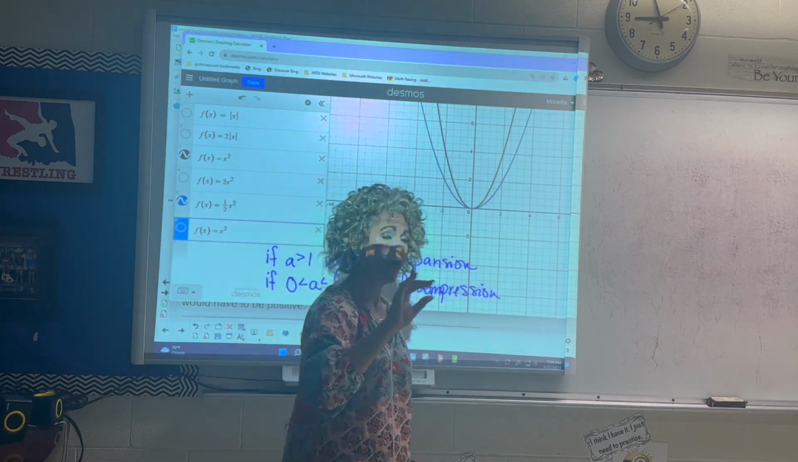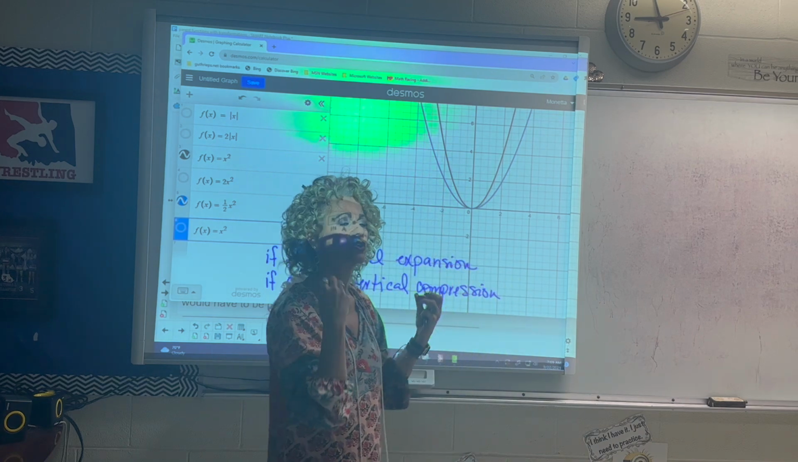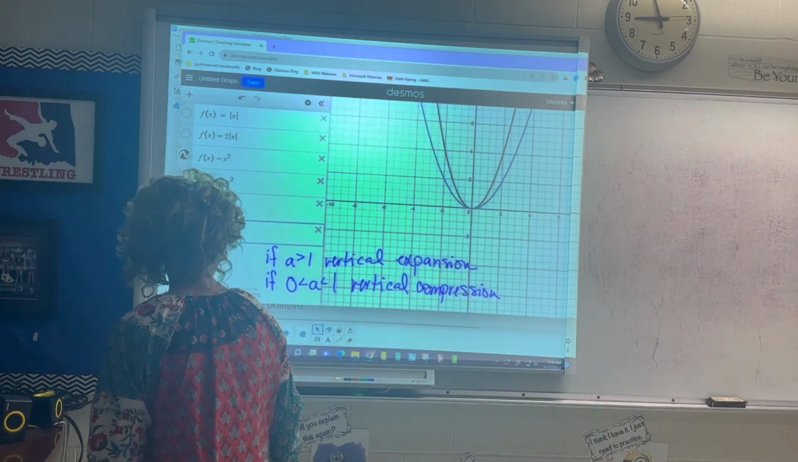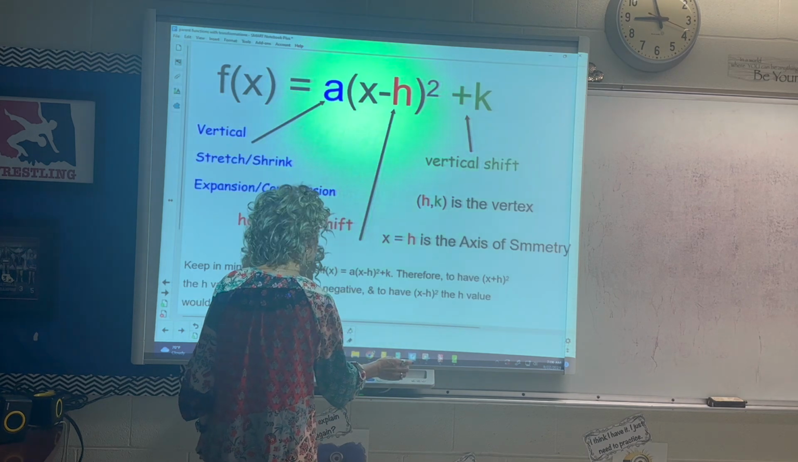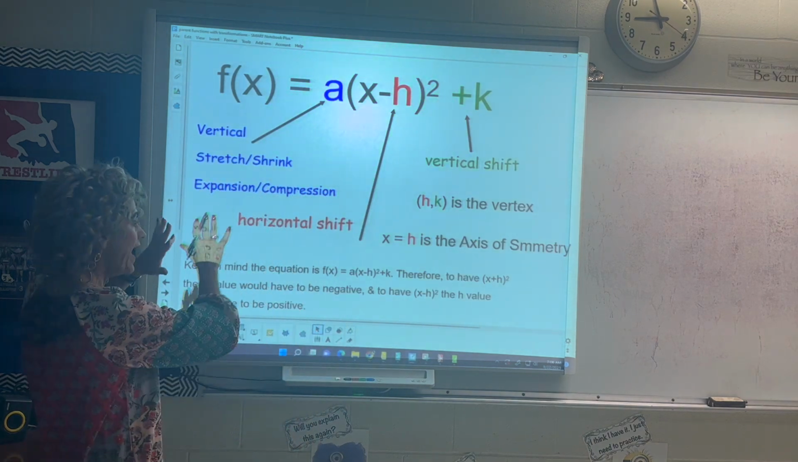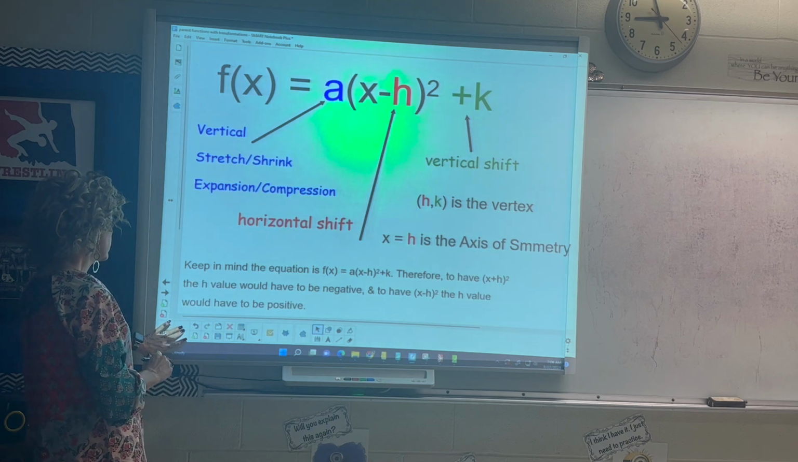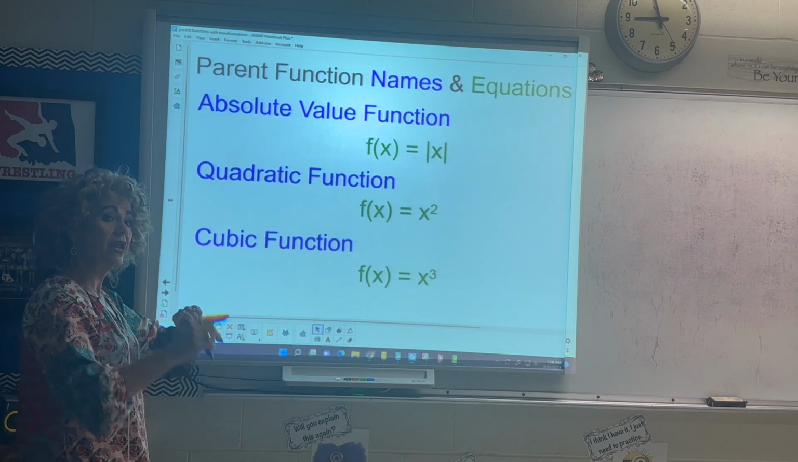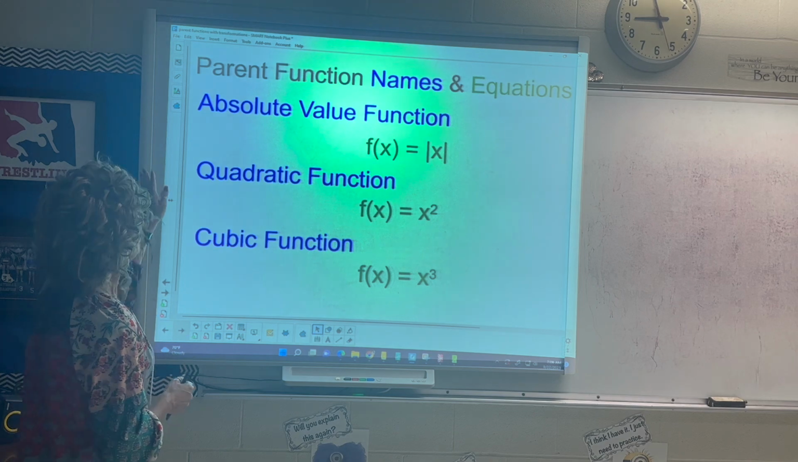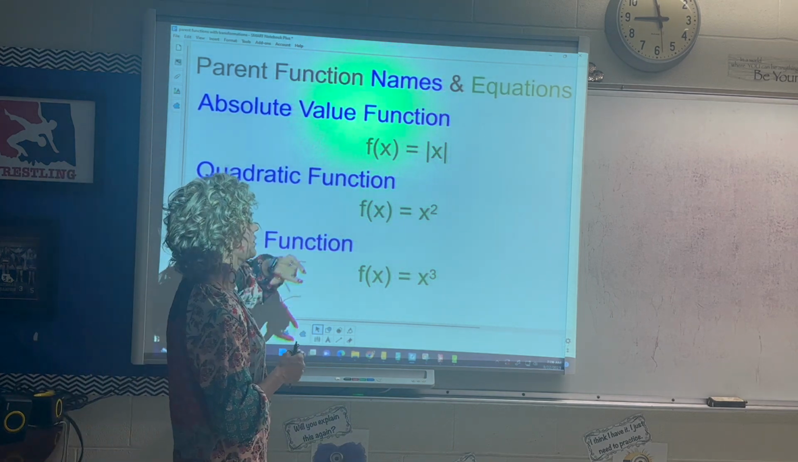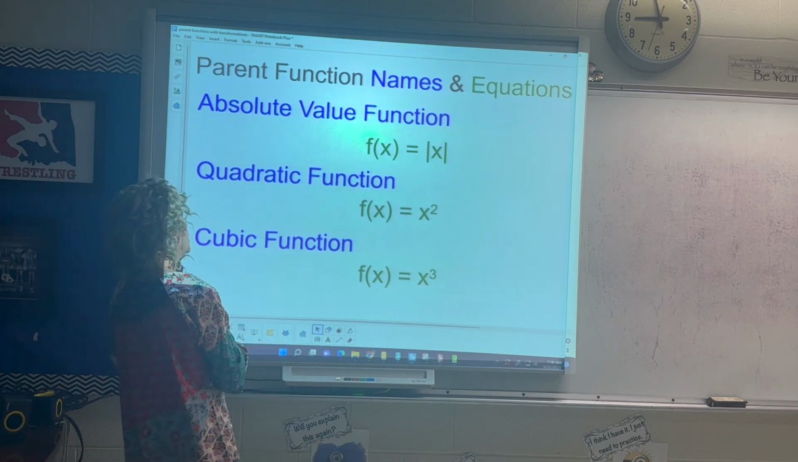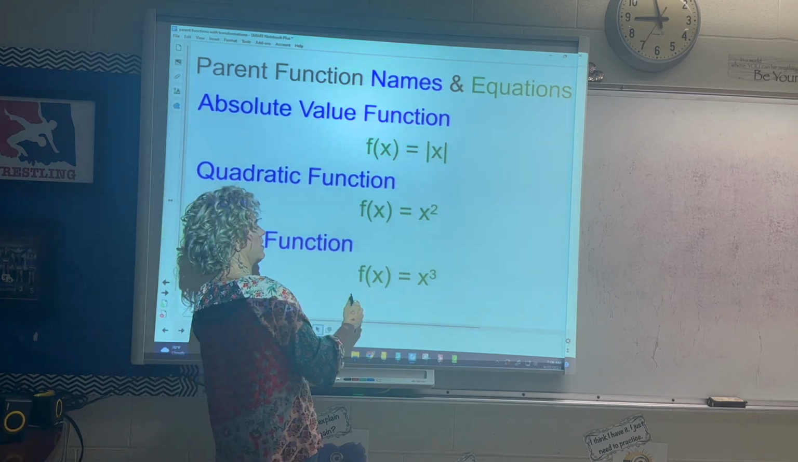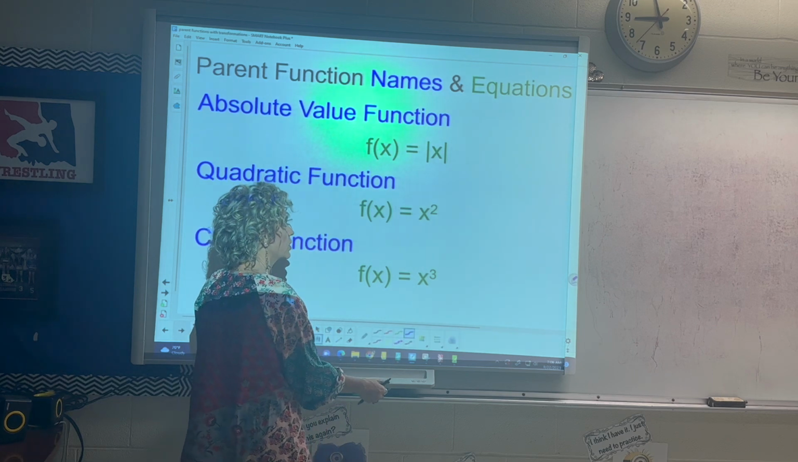You know how it works with one of them, you know how it works with all of them. So I'm going to jump back over here. We've done these. Now here's the thing: we're getting a new parent function. We have the absolute value function, f of x equals |x|. We have the quadratic function, f of x equals x squared. And now we're getting our cubic function, f of x equals x cubed.